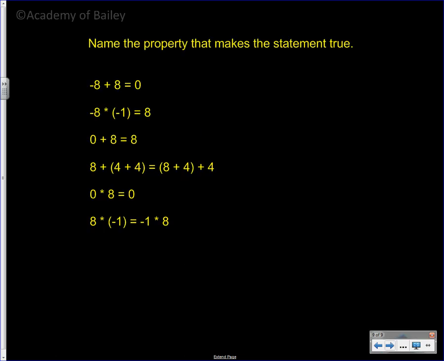I want you to pause the video. We'll make this 1, 2, 3, 4, 5, and 6. And I want you to name the property that makes the statement true. Remember, these properties are going to be like the commutative property of addition or the commutative property of multiplication. You're not just going to say the commutative property. You have to say whether it's of addition or of multiplication. So go ahead and pause the video there and write down the properties.